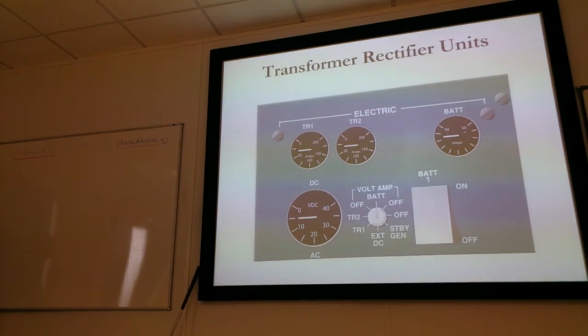Your TRUs giving you the amps that you're actually passing through the TR1 and 2, giving you the battery amps there, and your DC volts. And again, just selecting as to what's powering what. Simple. A lot more simplified nowadays on the flight deck. Most of this is automated. There is no manual control of it. No need for it.